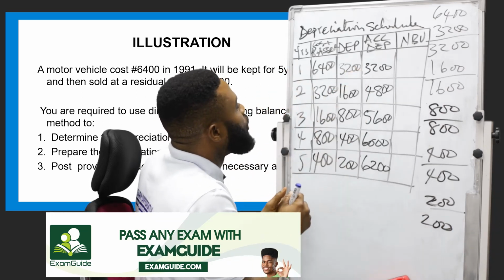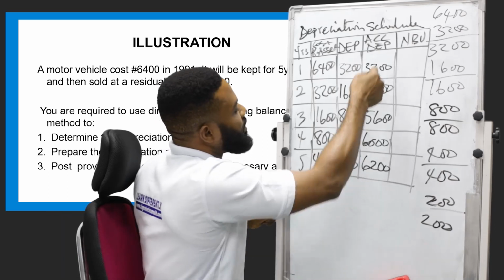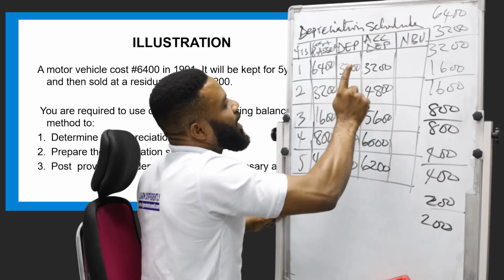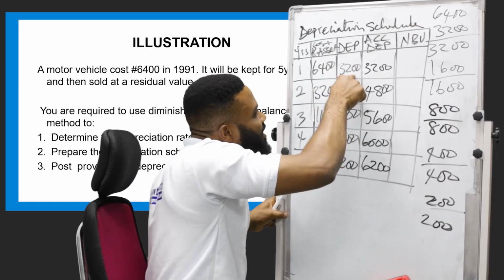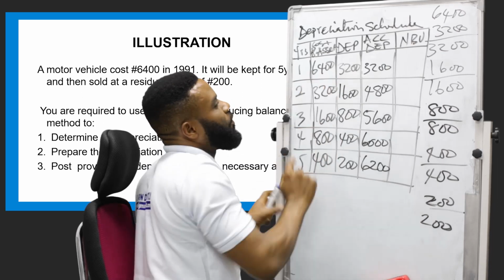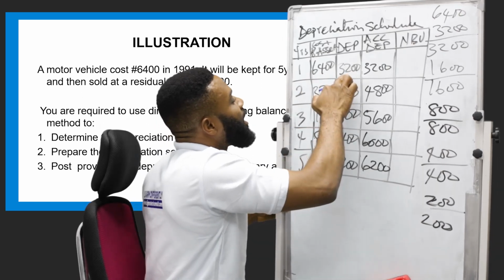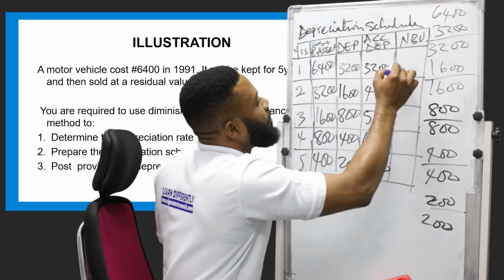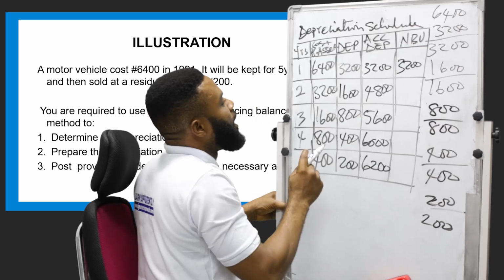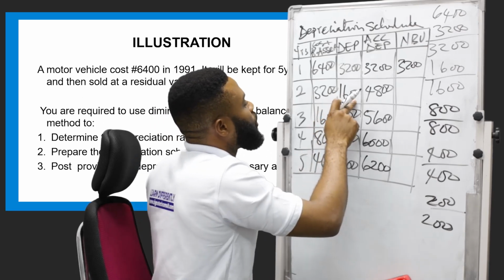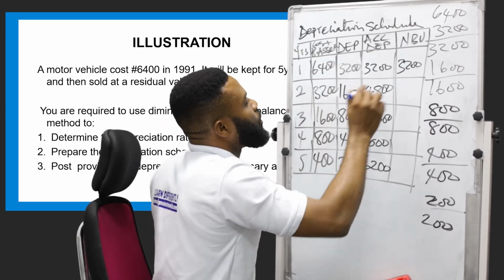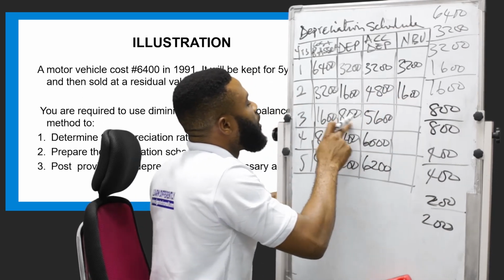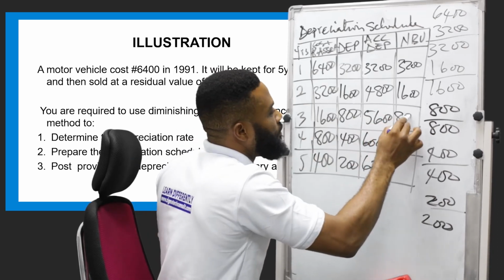Looking at this table, you cannot subtract this. You can't subtract accumulated depreciation from the cost of the asset. Rather, you are going to subtract the depreciation of the asset from the cost of the asset. So when you subtract 3,200 from 6,400, you have 3,200. Now, when you subtract 1,600 from 3,200, you have 1,600. When you subtract 800 from 1,600, you have 800.